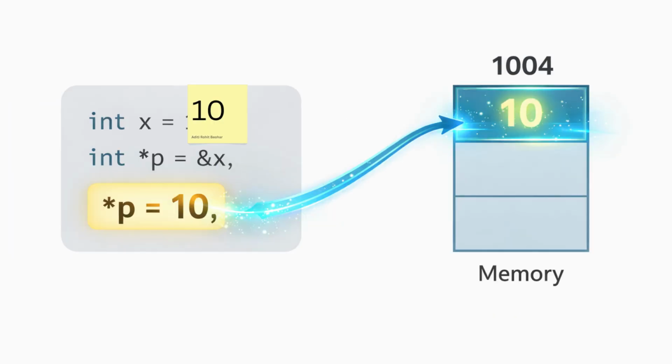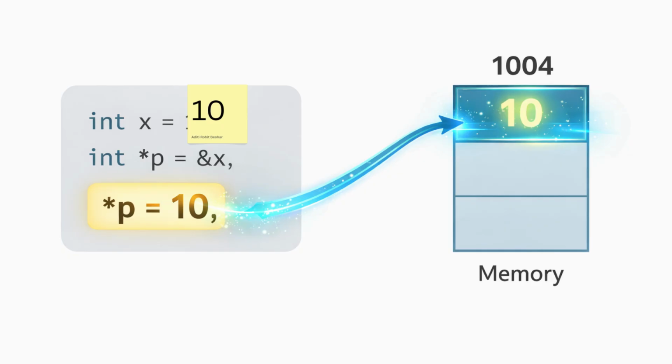Now what if you want to access the actual value using the pointer? This is where dereferencing comes in. When you use a * before the pointer, you are telling the program, go to the address stored in this pointer and give me the value stored there. So if p is pointing to x, *p will give you 10. Think of it like this. The pointer is a direction, and dereferencing is actually going to that location and picking up the value.